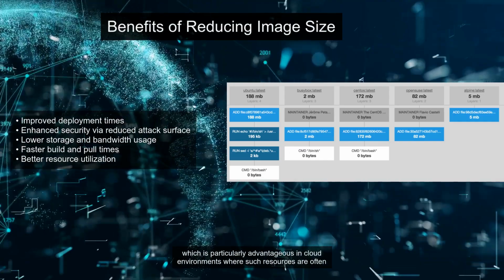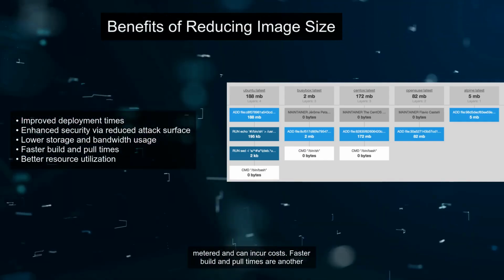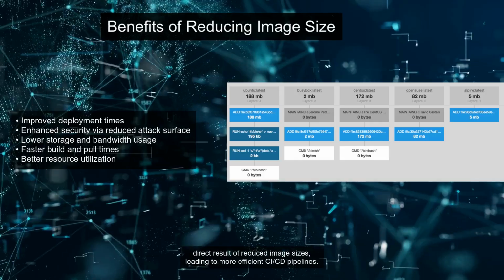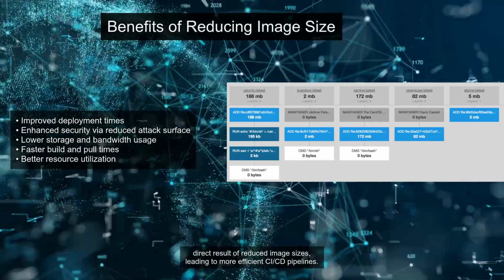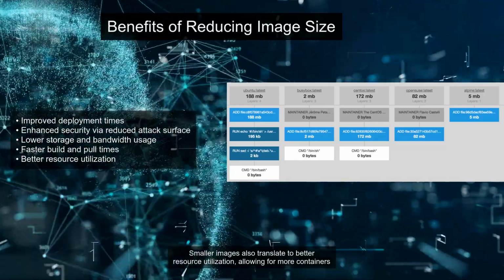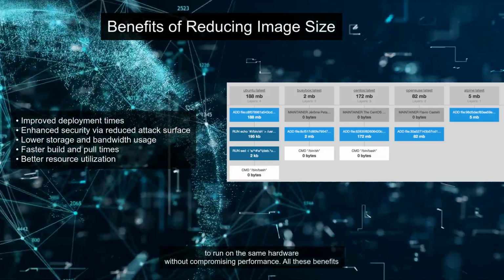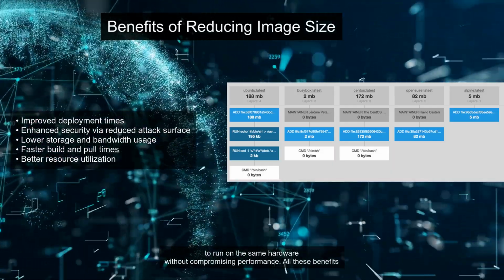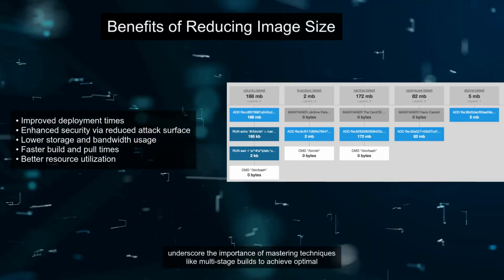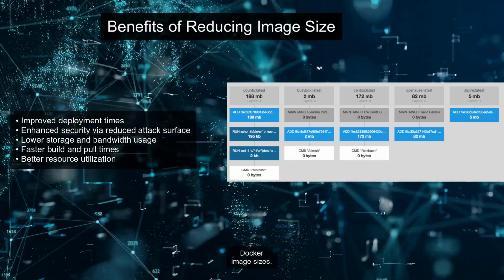Moreover, smaller images consume less storage space and bandwidth, which is particularly advantageous in cloud environments where such resources are often metered and can incur costs. Faster build and pull times are another direct result of reduced image sizes, leading to more efficient CI/CD pipelines. Smaller images also translate to better resource utilization, allowing for more containers to run on the same hardware without compromising performance. All these benefits underscore the importance of mastering techniques like multi-stage builds to achieve optimal Docker image sizes.